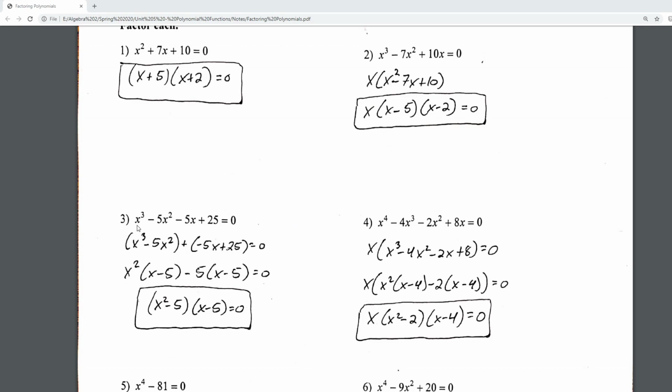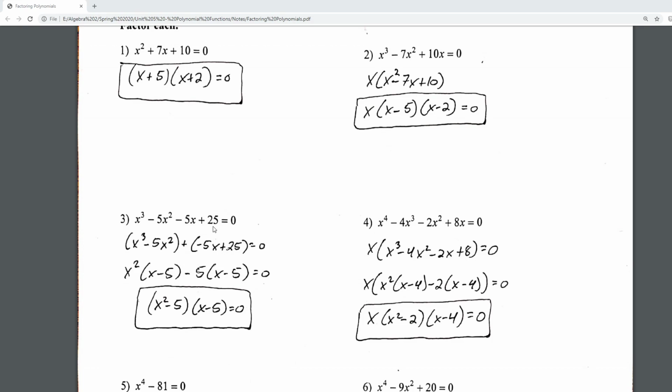For 3, we have x cubed minus 5x squared minus 5x plus 25 equals 0. I want to factor this thing. The only way we can factor this is by using something called factoring by grouping. I'm going to take the first two terms, x cubed minus 5x squared, and group them together. Notice in the second line that I wrote the same thing except I put parentheses around it. That's my first group.